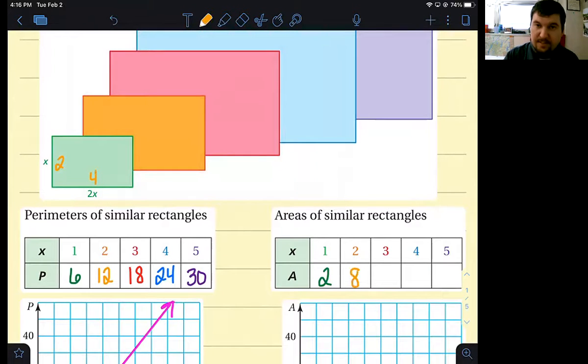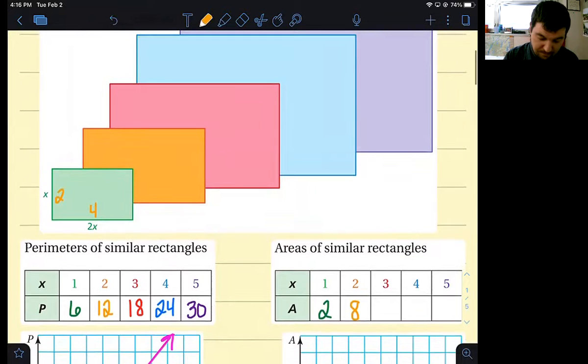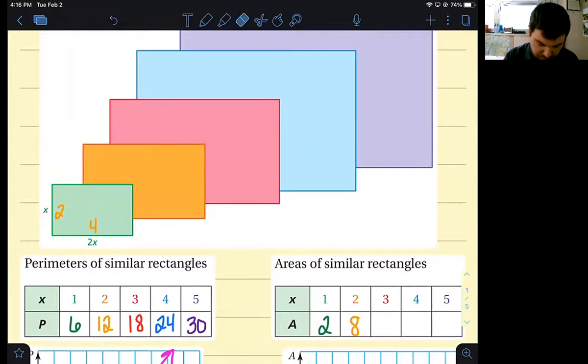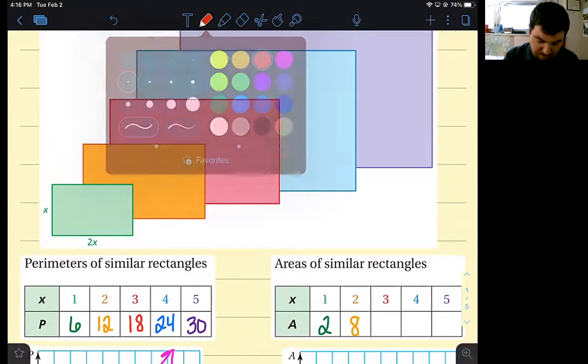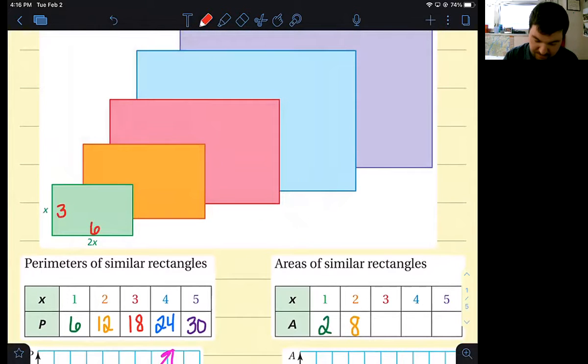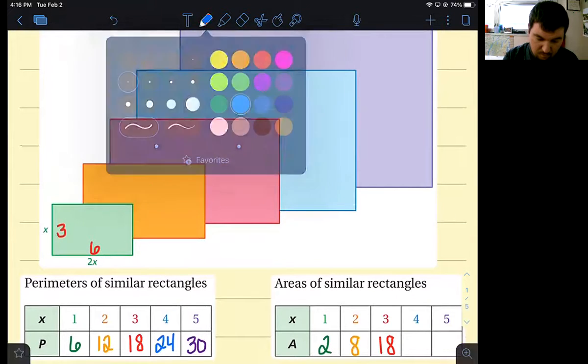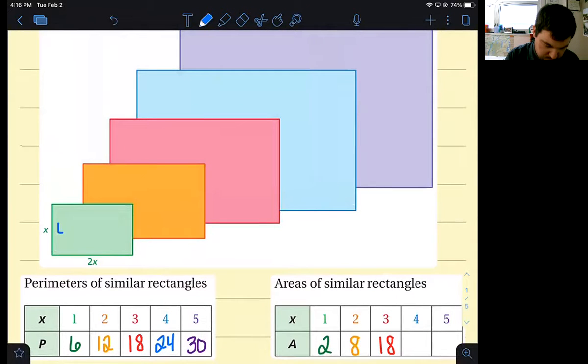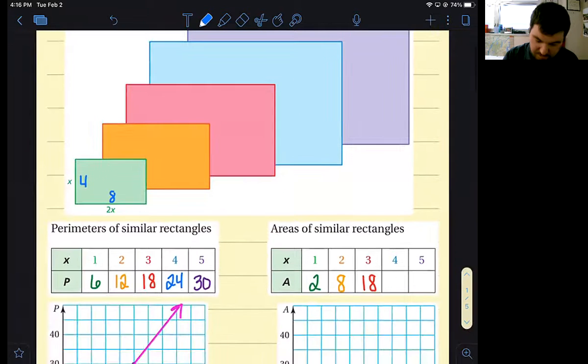So it's still increasing by 6. You might notice that. Okay. When I plug in 3, 3 times 6 is 18. Okay, so it's not increasing by 6 again. That's a different rate of change. So I'm already thinking this is nonlinear. When I plug in 4, 4 times 8 is 32. And when I plug in 5 for x, the area would be 5 times 10, which is 50.